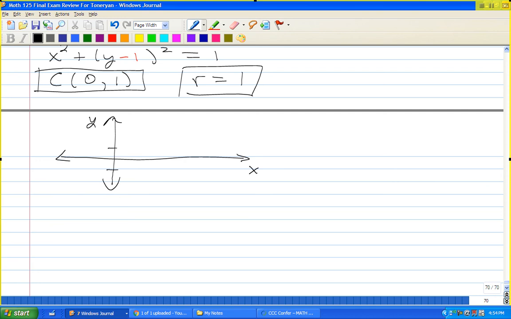So 1, 2, 1, 2. So the center is at 0, 1, and the radius is 1. So it should look something like this. Good enough.